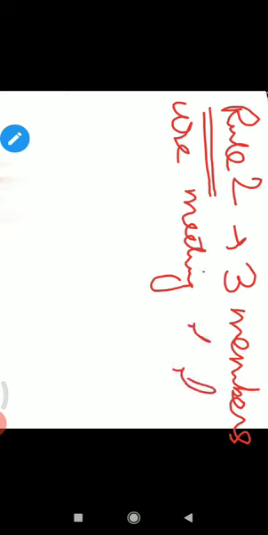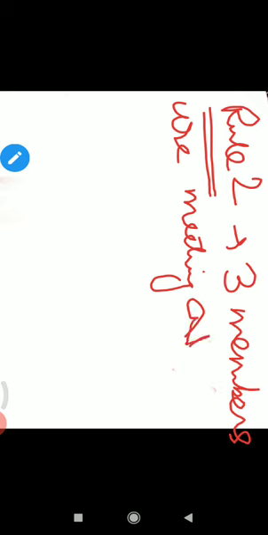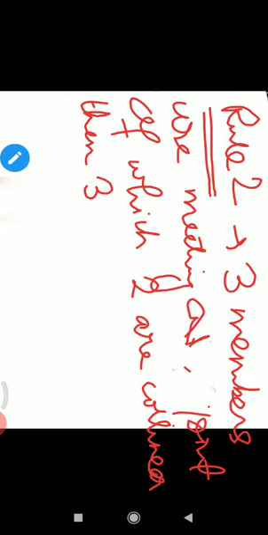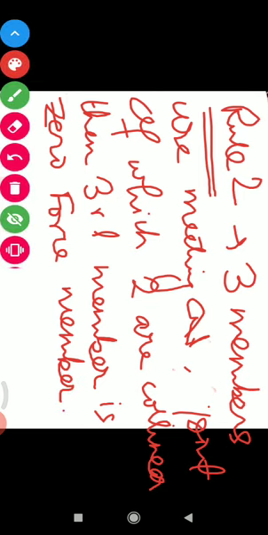Now rule number 2. Okay, if three members are meeting at a joint, of which two are collinear, then the third member is a zero force member. Okay, let me illustrate it with an example again.